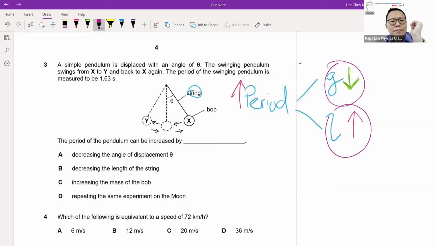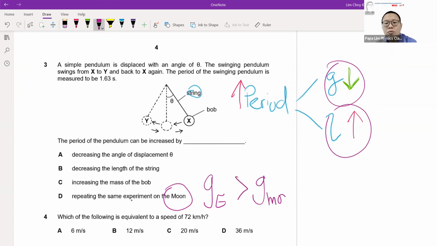Other than that, in the ideal situation, the angle of the swing, the size of the bob, and the mass of the bob will not affect the pendulum. So if you know this, you will know that the period of the pendulum can be increased by which of the factors? Repeating the same experiment on the Moon. Here, indirectly, I need the students to know the two factors affecting the period, followed by the fact that the gravitational field strength on Earth is much stronger than on the Moon. So take note of the choices that you are going to make and the factors affecting the period of a swinging pendulum.